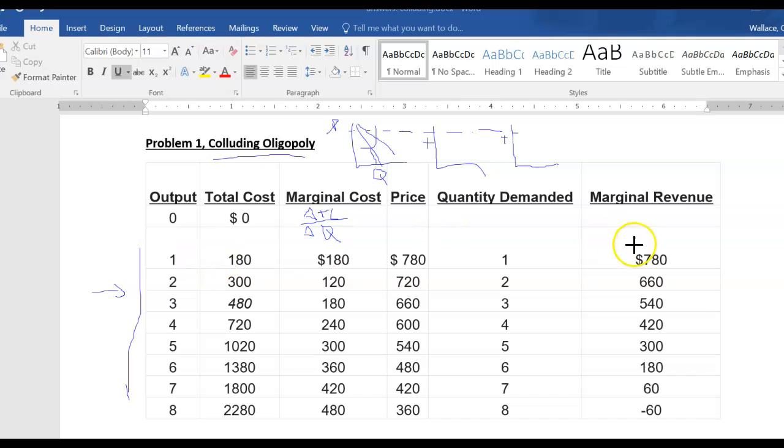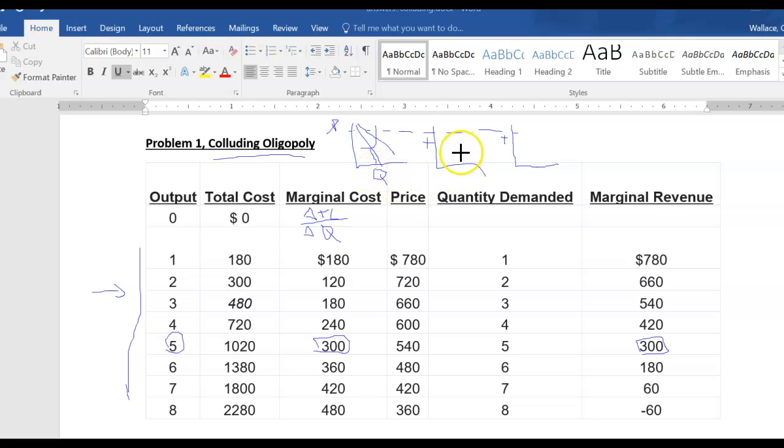Should we produce the first one? Yes, marginal revenue is greater than marginal cost. Should we produce the second one? Yes, marginal revenue is greater than marginal cost. We'll keep on producing until we get to the 5th unit. At the 5th unit, the marginal cost is 300, the marginal revenue is 300. So we're at our profit maximizing quantity, where MR equals MC. We know at this profit maximizing quantity of 5, so one firm in this collusive operation, I could take out that Q and plug in 5 here, will be producing 5 units.